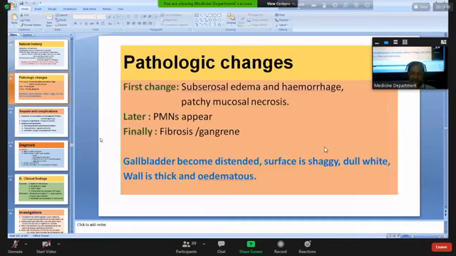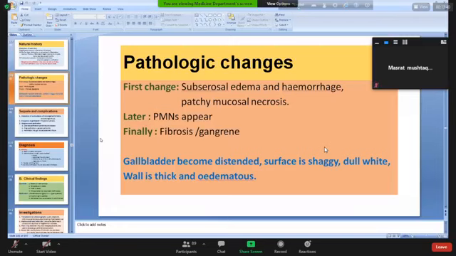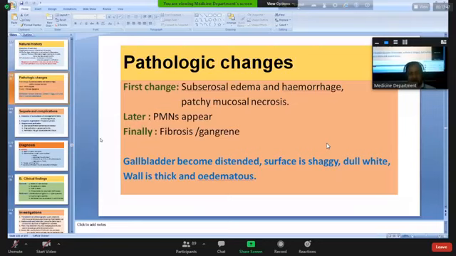Pathological changes: first, there is subserosal edema and hemorrhage, patchy mucosal necrosis. So in acute inflammation, there is edema of the subserosal region, and there is microhemorrhage and patchy mucosal necrosis. Later on, there is polymorphonuclear infiltration. And finally, there might be ischemic necrosis and gangrene, or if resolved, fibrosis with chronicity.